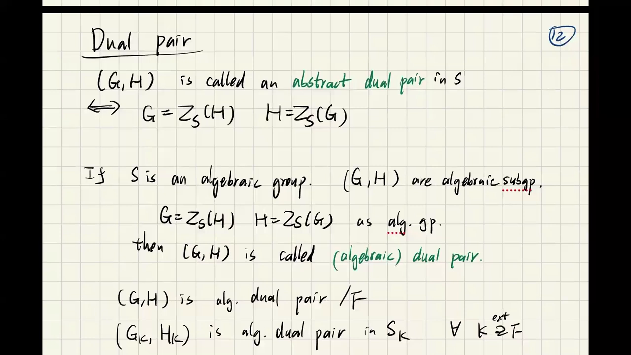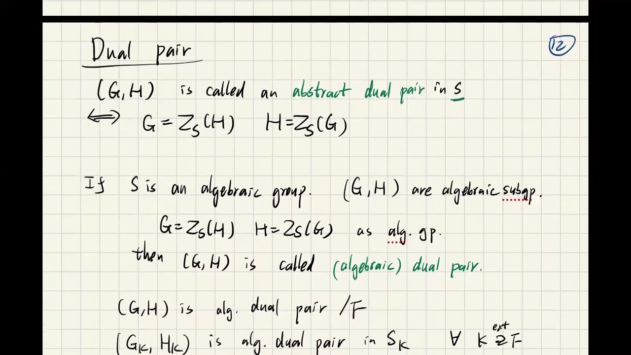Finally, we have reached the stage to talk about the theta correspondence and dual pairs. Okay, so what is a dual pair? A dual pair is basically a pair of subgroups in another group, say S. We call G and H an abstract dual pair if G is the centralizer of H in S and H is the centralizer of G in S.